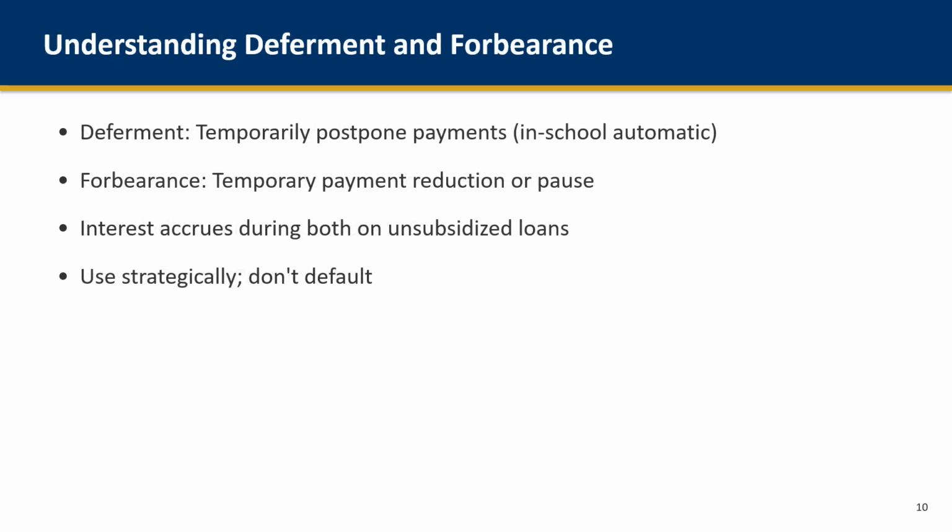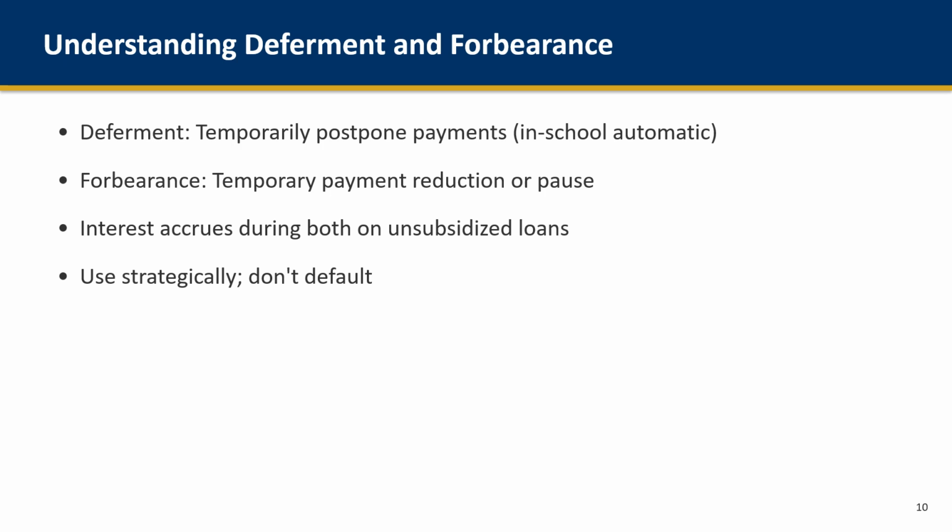Deferment and forbearance allow you to temporarily reduce or pause payments when you're unable to pay. Deferment temporarily postpones payments. While enrolled at least half-time, you're automatically in deferment. Other deferment types exist for unemployment, economic hardship, and specific situations. Forbearance provides temporary payment reduction or pause in situations where you don't qualify for deferment but can't afford payments. Forbearance is generally easier to obtain but has fewer protections.